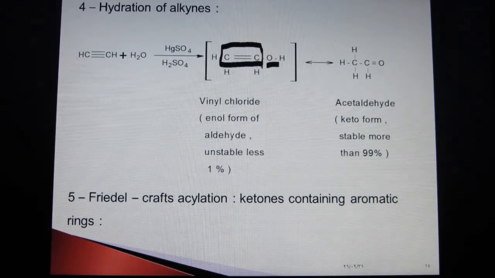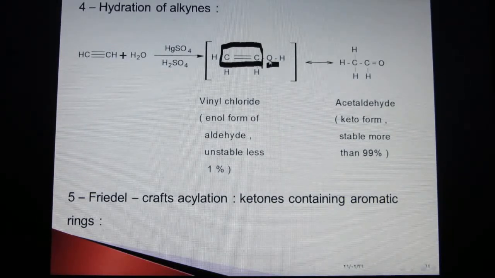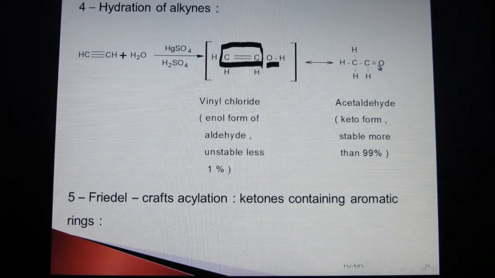Why? Because with the presence of oxygen, it is impossible to keep the carbon-carbon double bond. The compound makes a rearrangement for itself and gives me a double bond between the carbon and the oxygen. So it is transferring from enol form to keto form. That is, maybe it gives me aldehyde or ketone.